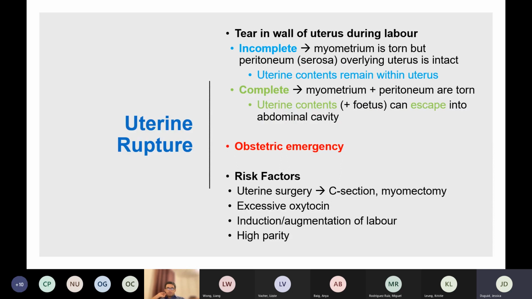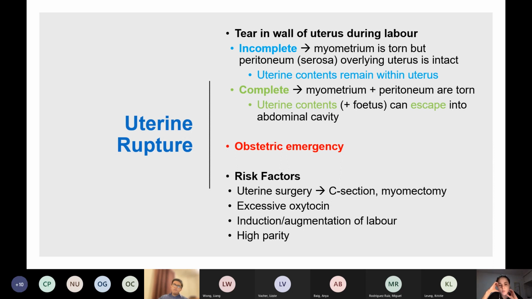Well done. So does anyone quickly know what uterine rupture is? Any ideas? Okay, well, uterine rupture is basically a tear in the wall of the uterus. It usually occurs during labour, although it can occur at any point in pregnancy, because of the build-up of pressure from contractions, which causes the uterus to tear. The most common site of rupture is the site of a uterine scar, which links back to the SBA and the risk factors. So there are two different types.